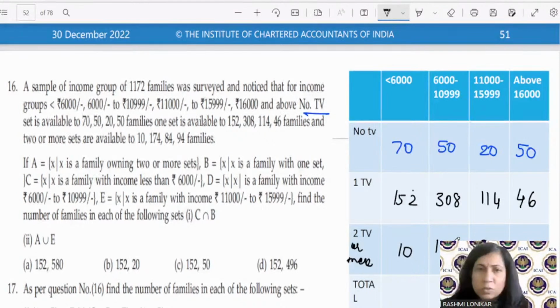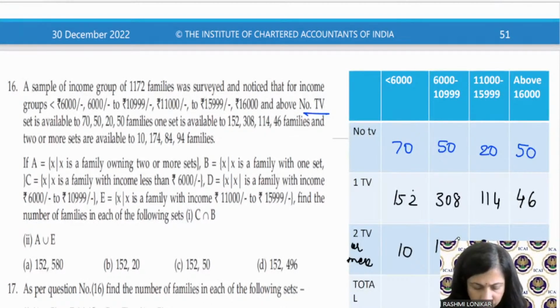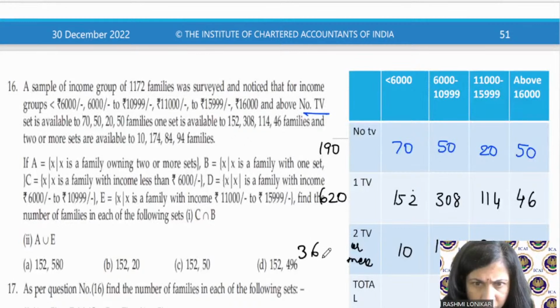Let us check whether the total comes to 1172. 70 plus 50 plus 20 plus 50 is 190. Then 152 plus 308 plus 114 plus 46 is 620. Then 10 plus 174 plus 84 plus 94 is 362. 362 plus 620 plus 190 is 1172.